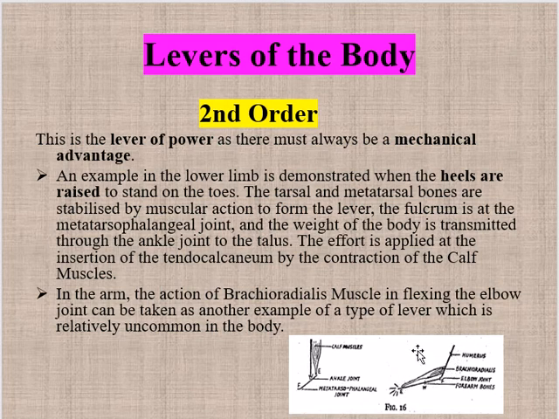In the arm, if we look at this example, the action of the brachioradialis muscle in flexing the elbow joint can be taken as another example of this type of lever, which is relatively uncommon in the body. In this case, you see that the fulcrum is your elbow joint, and effort is supplied by the brachioradialis where it is inserted, and the forearm bones are weighed. So this is a typical example of second order lever.